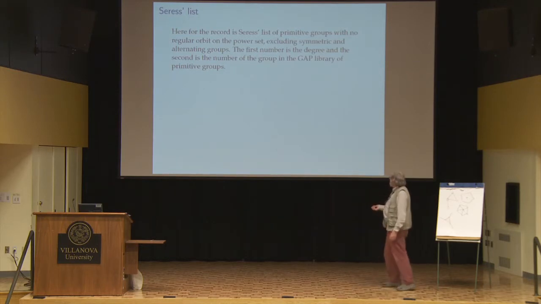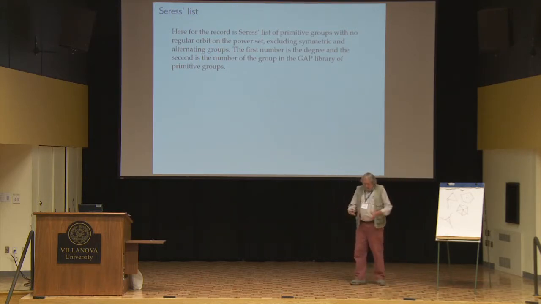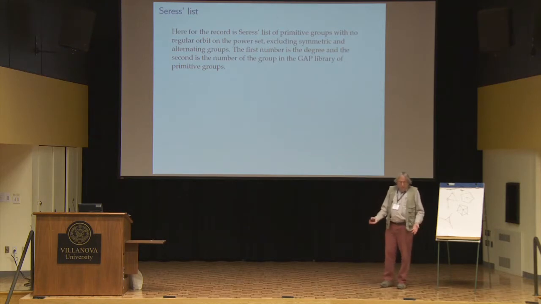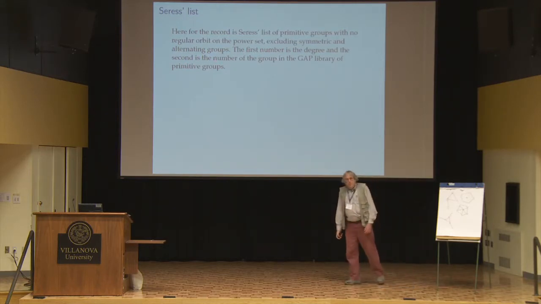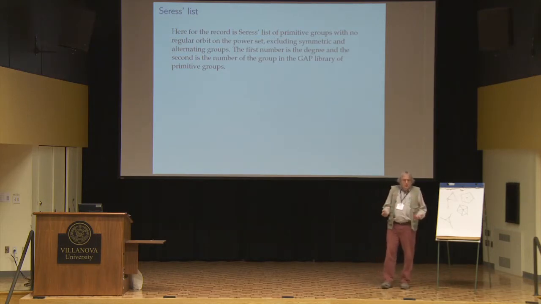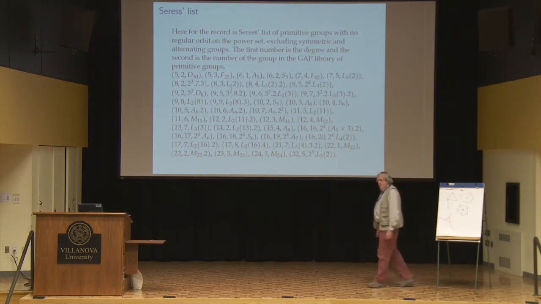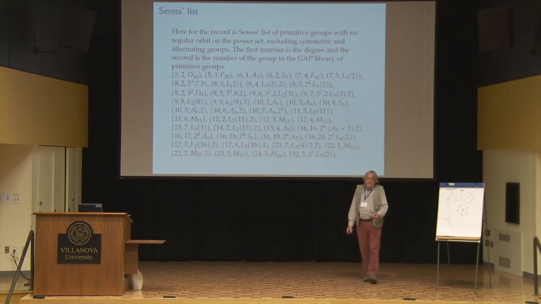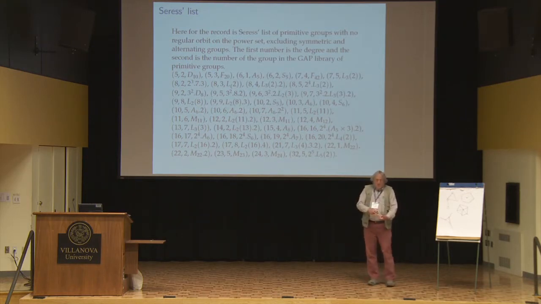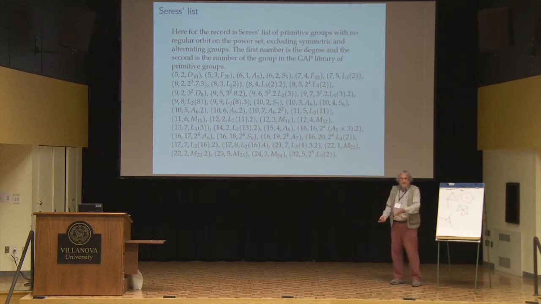But first of all, here is Akash's list of primitive groups with no regular orbit on the power set, so no set whose setwise stabilizer in the primitive group is the identity. I'll give you a list of triples. Firstly, the degree, the number of points being permuted. Second entry is the number of the group in the GAP library of primitive groups. The third is some kind of not necessarily complete description of the primitive group. So here's the list. Starting off with the dihedral group of order 10 acting on 5 points, which you can easily verify for yourself because the stabilizer of a point obviously has order 2. The stabilizer of a 2-set, whether it's an edge or a non-edge of the pentagon, you can easily see there's a reflection that fixes it.